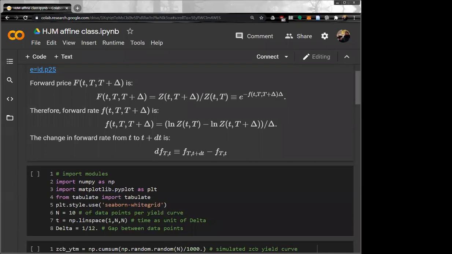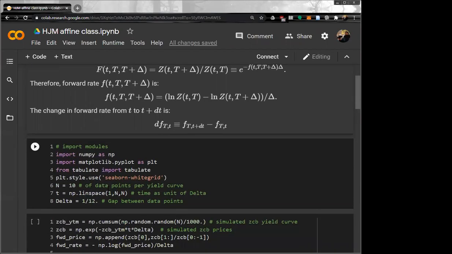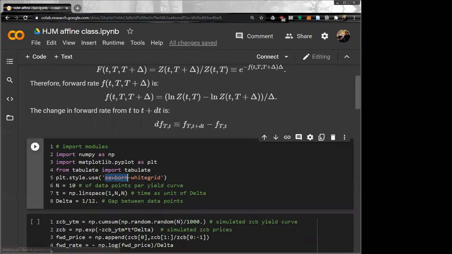Now we can do the coding. So we import modules. We import numpy, the matplotlib library as plt, and tabulate. And then we use the style Seaborn whitegrid, a very fancy graphic tool.